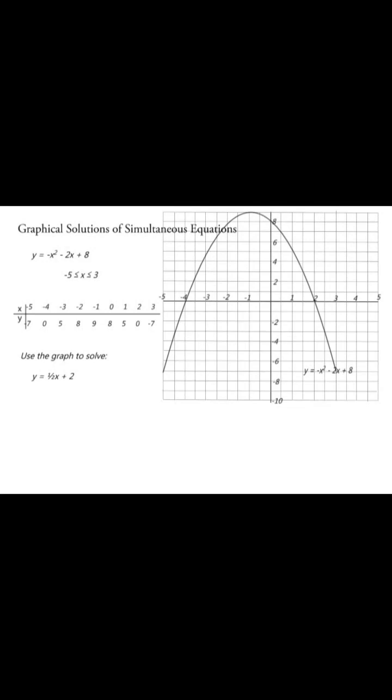We just need to plot the line y is equal to half x plus 2 on the same axis. We choose two values of x and calculate the corresponding values of y. Plotting these points, we obtain this straight line. The graphs intersect at 2 points, so we read the values of x at these points of intersection.